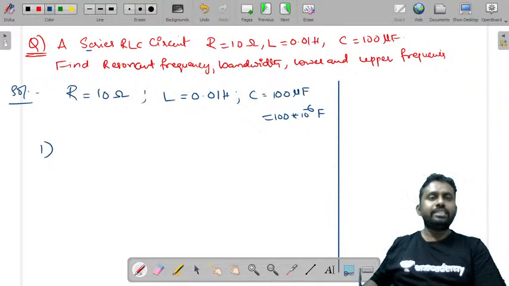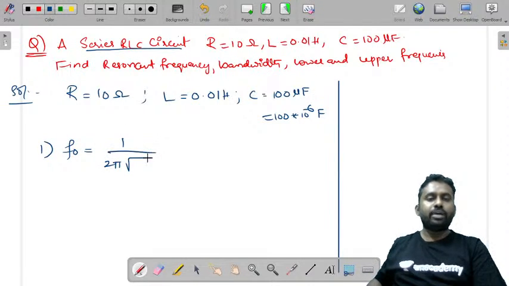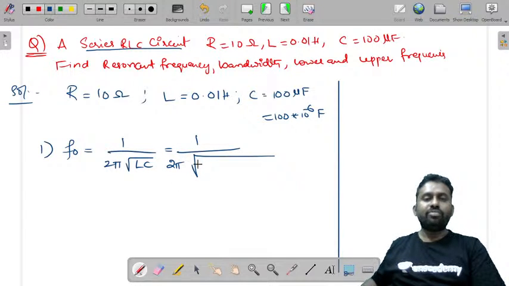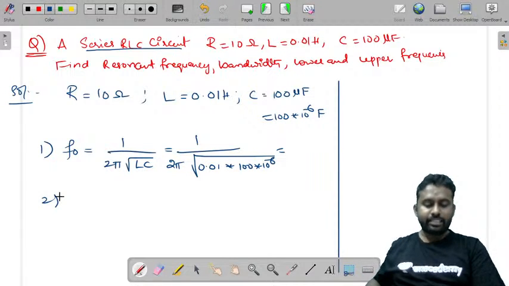What is the first one? Resonant frequency. It is a series RLC circuit, so F naught is equal to 1 by 2 pi root LC. You can substitute 1 by 2 pi under root of L, 0.01, into C, 100 into 10 power minus 6. I want you to tell this answer.